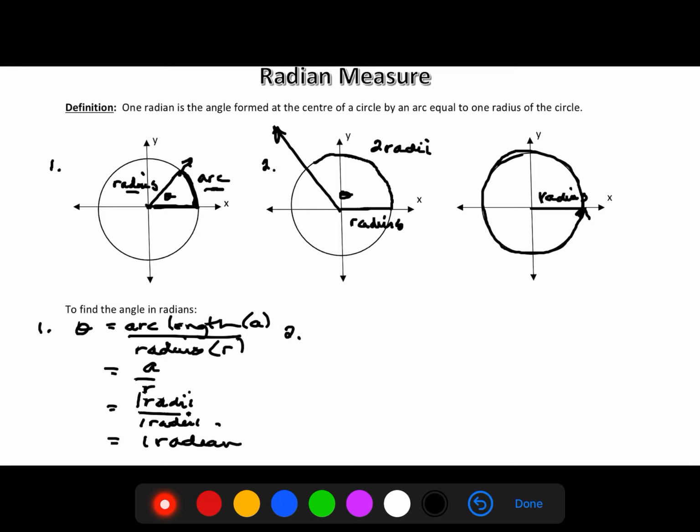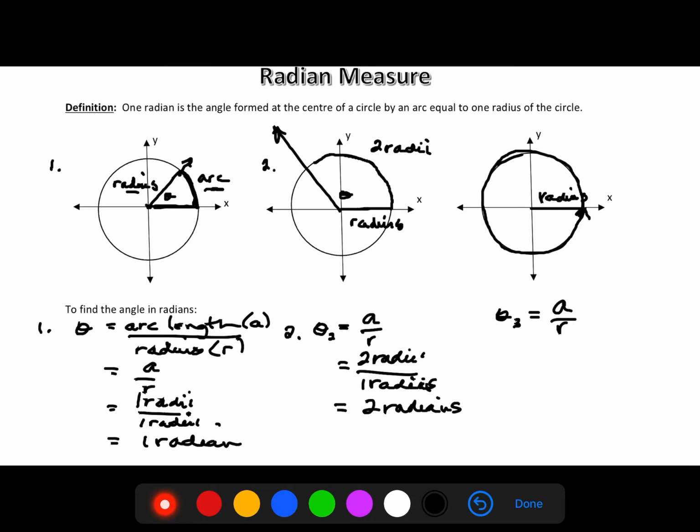For our second one, and we're just using theta 2 for our second example, arc over the radius. Now we have 2 radii over 1 radius, which is equal to 2 radians.